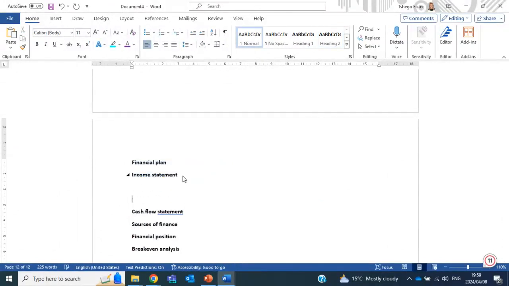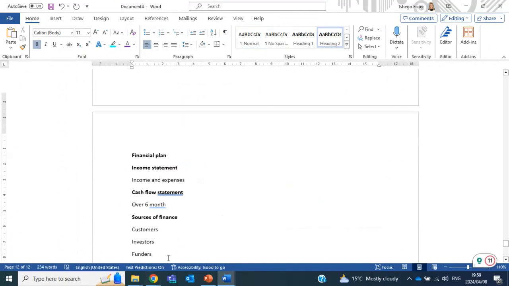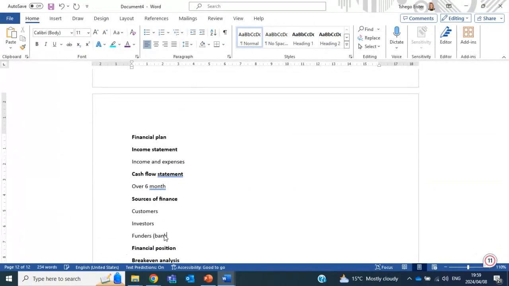Break-even analysis. So in the income statement, you will talk about your income and expenses, and then the cash flow statement over 6 months. So what is your cash flow looking like? Your sources of finance could come from customers. It could also come from investors, funders, or maybe the bank. Funders such as the bank, so we're talking about loans, etc.